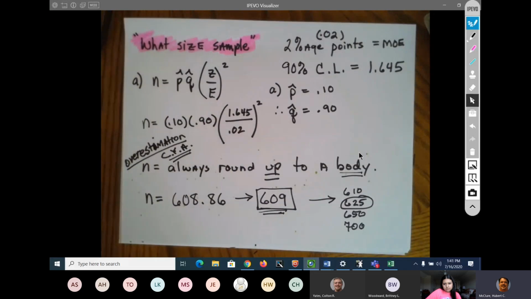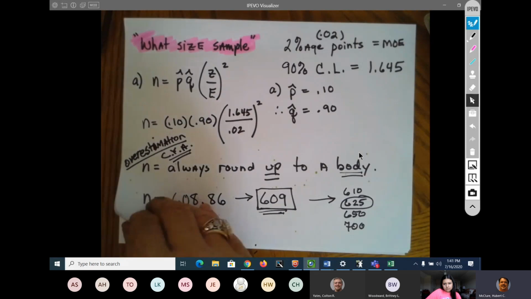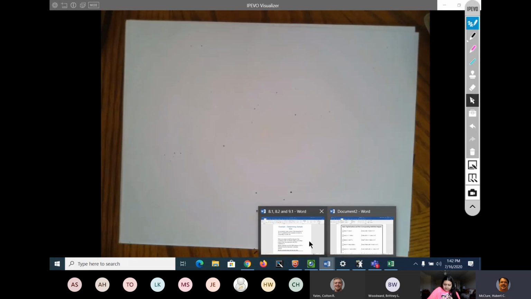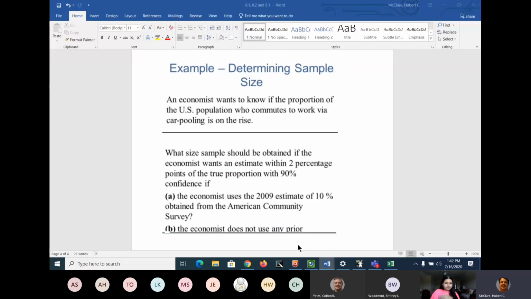Now, the B portion, look what B says. You're going to use the same material, the same numbers, except B says the economist does not use any prior statistics. So in other words, there ain't no P. Okay, so P not given. That's the second type question. What do you do if P is not given?